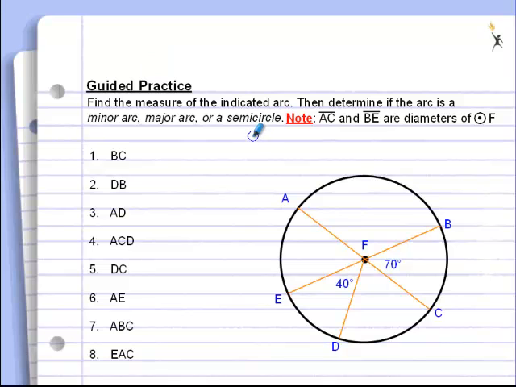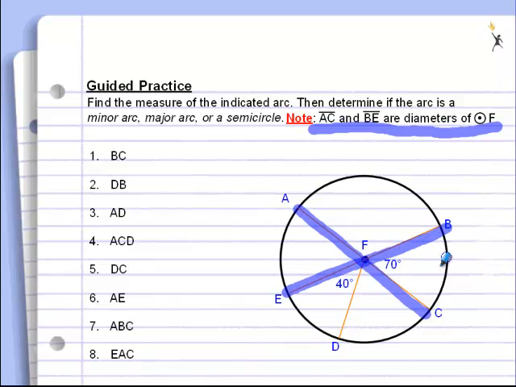The next page is a guided practice, and what I want you to do is take what you're given. Here, they tell me that AC and BE are diameters. Let's just review very quickly. A diameter cuts the circle in half, and half of a circle is 180 degrees. What I would like you to do is go through and solve for all these missing arcs, knowing that AC and BE are both diameters. Pause the video and solve that now.